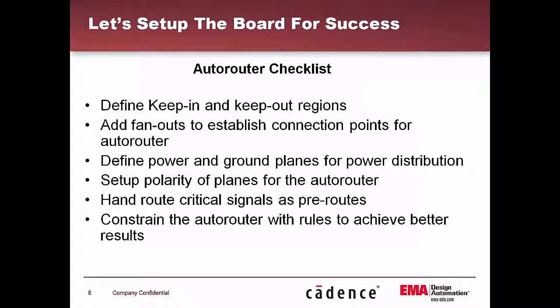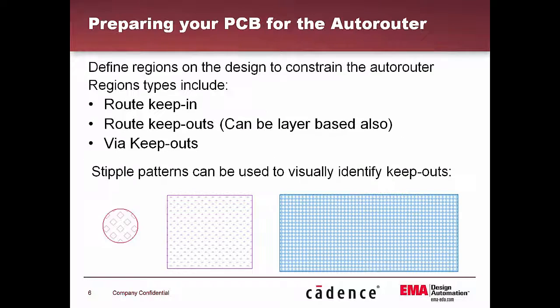Train the Autorouter with some rules to achieve better results. So we want to eliminate some of that wrong way routing by using some layer bias techniques, and also we can prevent side entry out of surface mount pads, out of rectangular pads, things like that. So we'll show you a little bit of that.